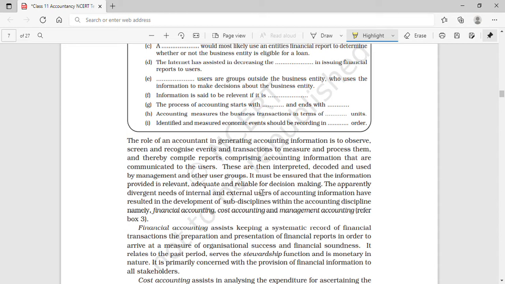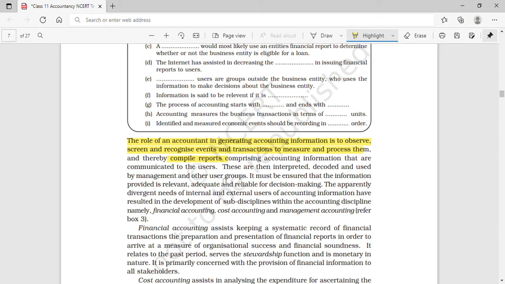The main role of an accountant is what? To observe, recognize and screen the events and transactions. That's a very important thing which you should remember: accountants are the basic people who start, who pass the transactions, record the transactions and compile all the reports together, and then they give it to the higher managers. These are interpreted, decoded and used by management and then other user groups.